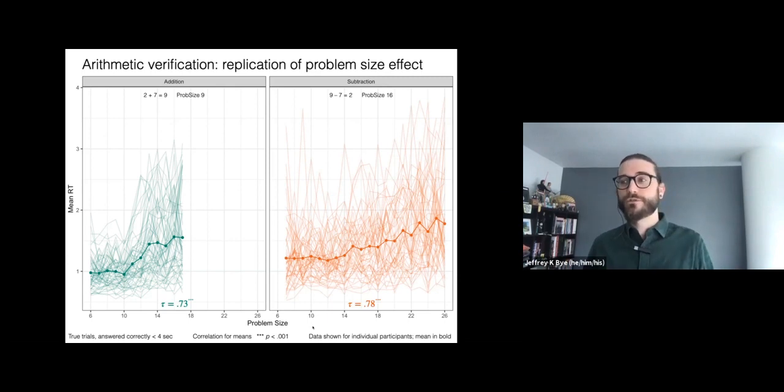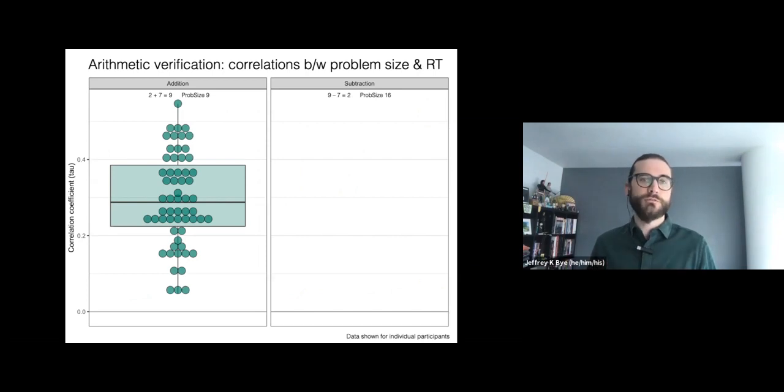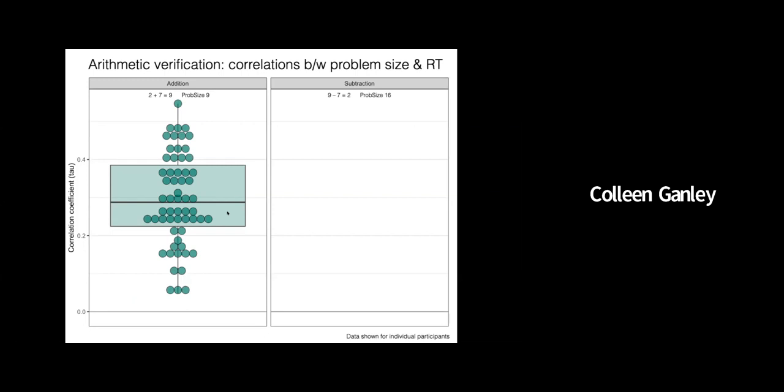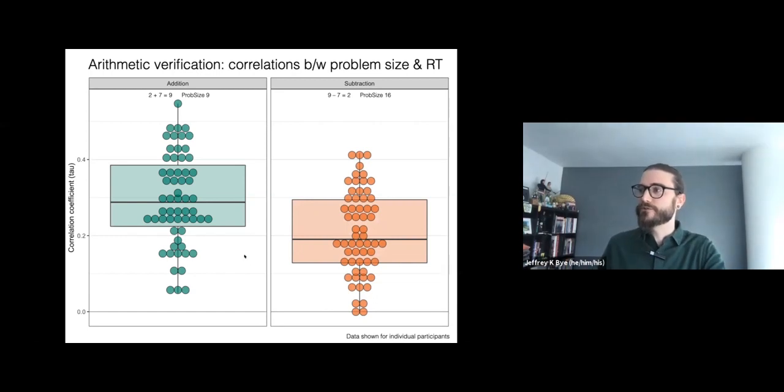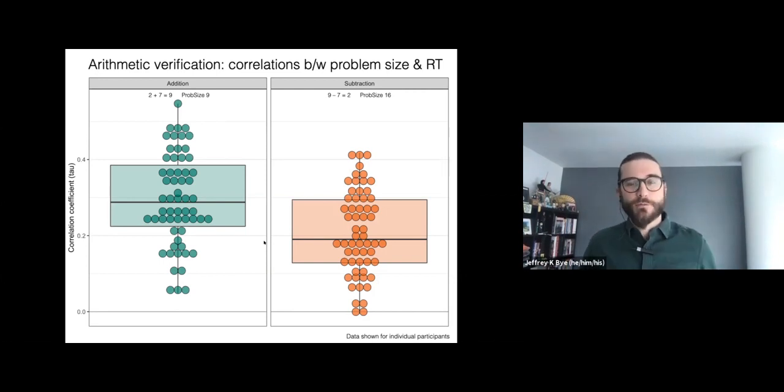And we can also take a look at individual participants. Instead of this aggregate correlation, what is the correlation for each individual participant, here plotted as a dot, between the problem size and the reaction time to solve the problem? Here we see all participants for addition trials are positive in correlation between problem size and RT. Most of these are statistically significant, and the overall median is around 0.3. For subtraction problems, most participants are also positive, with the median around 0.2. So we have replicated this problem size effect.